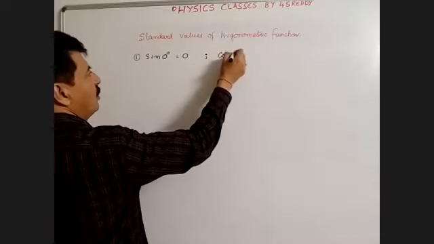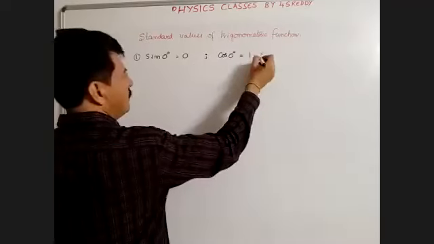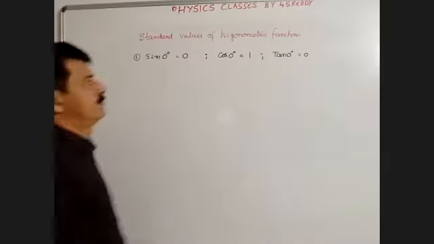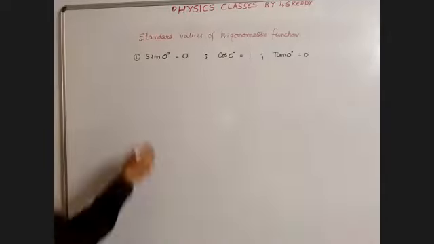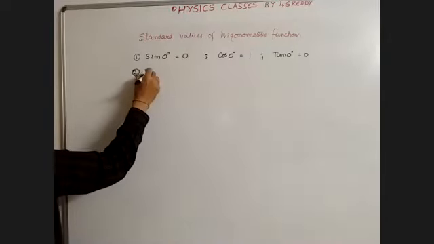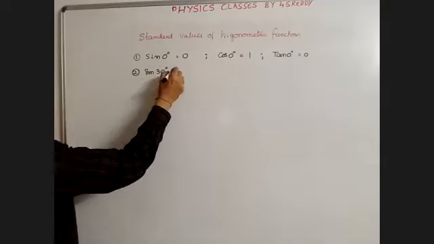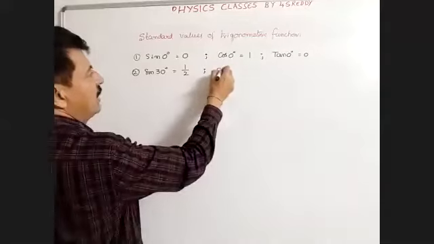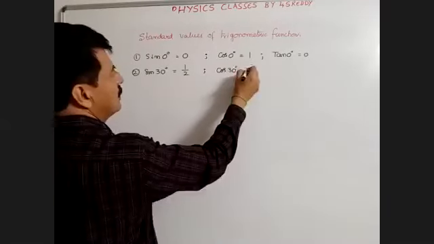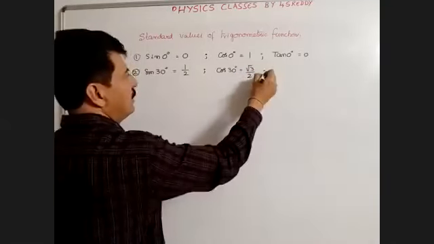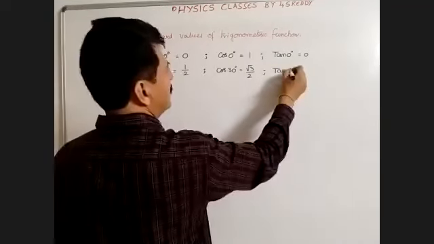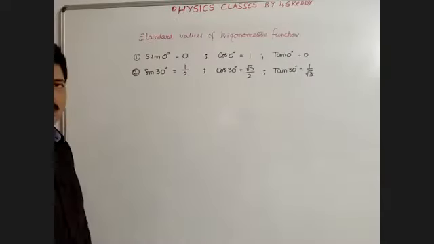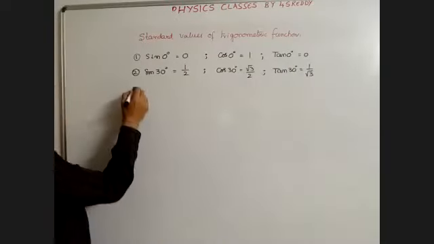cos 0, 1, tan 0, 0. So, the angle is that. Second one is sine 30 degrees. How much? 1/2. I think everyone knows these values. Cos 30, √3/2. Tan 30, 1/√3. Everyone should remember all these values.